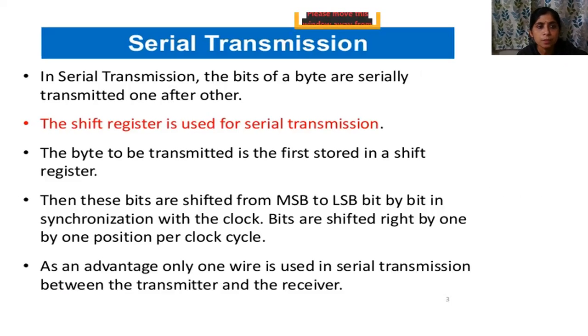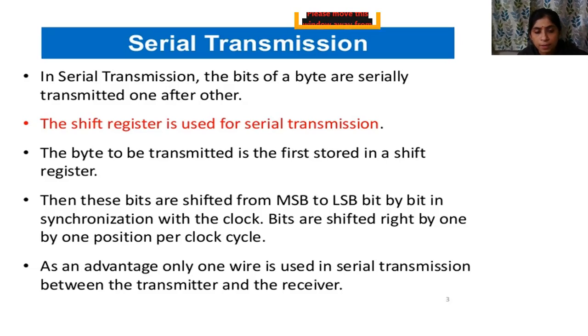Serial transmission method. In the serial transmission method, the bits of a byte are transmitted serially, one after another. A shift register is used for serial transmission. First, the byte to be transmitted is stored in a shift register. Here there is also a requirement of a parallel to serial converter. These bits are shifted from most significant bit to least significant bit, bit by bit, in synchronization with the clock, and bits are shifted right by one position per clock cycle.